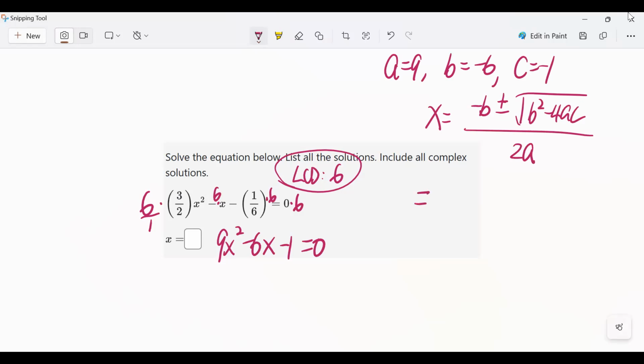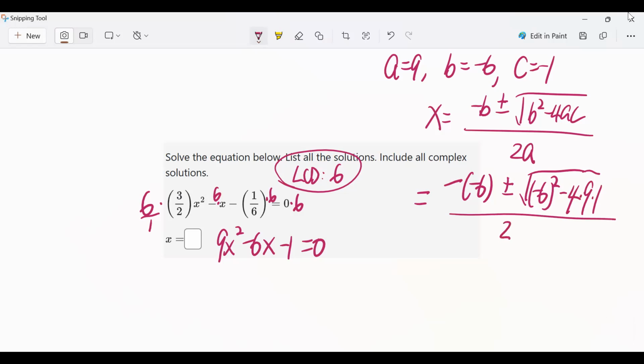So replace a, b, and c with the given numbers: minus -6, plus or minus radical, b squared is -6 squared, minus 4 times 9 times 1, over 2 times 9. So this is 6 plus or minus radical 36 minus 36. Oh, this is good, right? So actually, this one is special, so we end up with just one solution. So that means, no, this is minus.